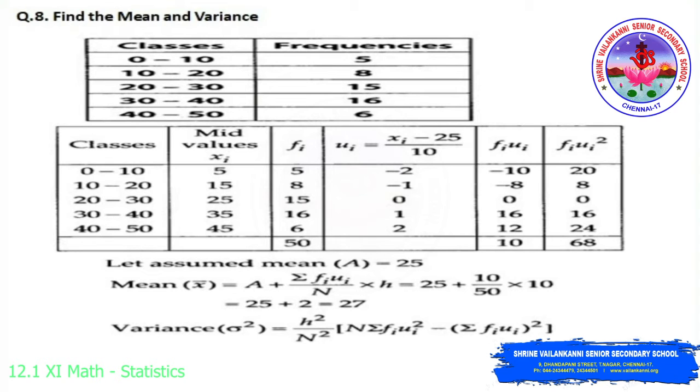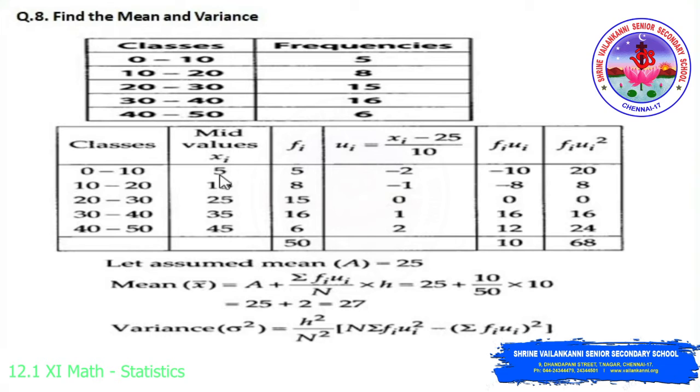8th question, find the mean and variance. Here classes are given 0 to 10, 10 to 20, 20 to 30, 30 to 40 and 40 to 50, and the frequencies are given as 5, 8, 15, 16 and 6. Then we have to find the mid value xi. Here xi is given as 0 to 10 up to 50. So mid value of xi is the average of these two numbers.